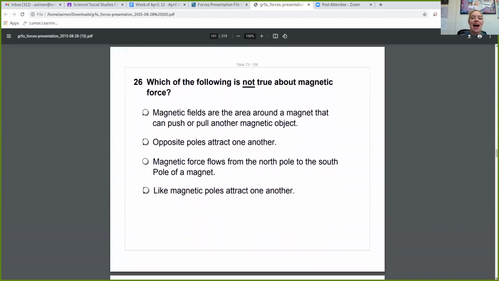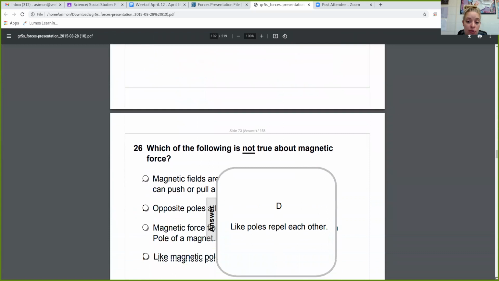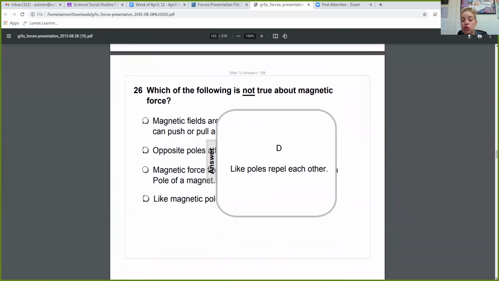Which of the following is not true about magnetic force? Magnetic fields are the area around a magnet that can push or pull another magnetic object. Opposite poles attract one another. Magnetic forces flow from the North Pole to the South Pole. Or like magnetic poles attract one another. Which of those is not true? If you said D, like magnetic poles attract one another, you are correct. Remember, like poles push away from each other. They repel each other. Unlike poles attract each other.